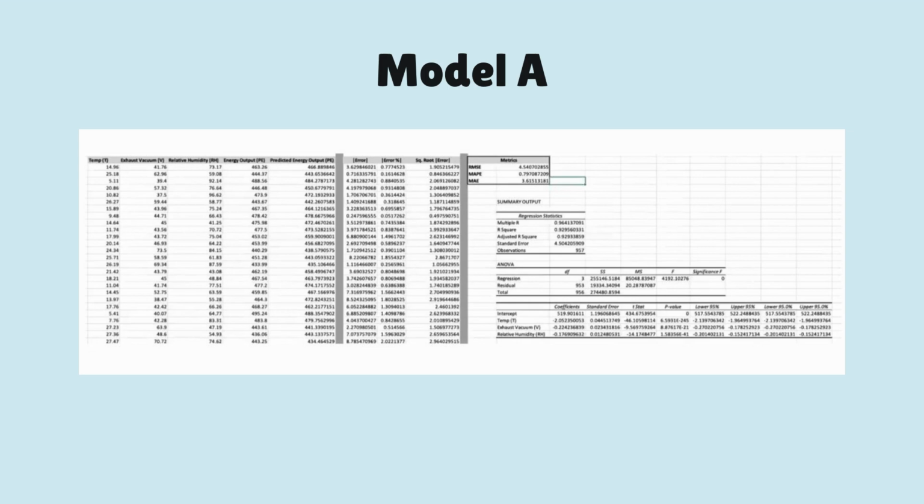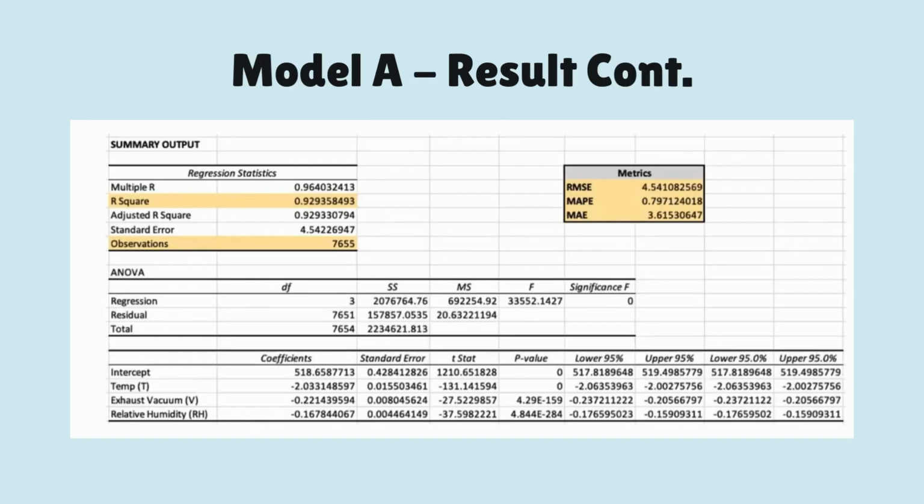In this project, I am taking a closer look at the results for model A. I have used 7,655 observations, which represent 80% of my total data set. My R square is 0.929. My RMSE is 4.541. My MAPE is 0.797, and my MAE is 3.